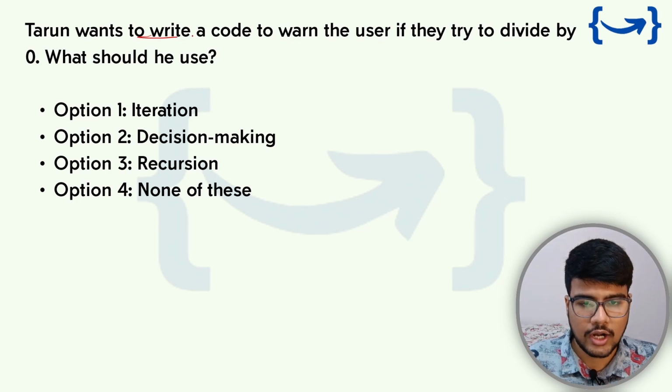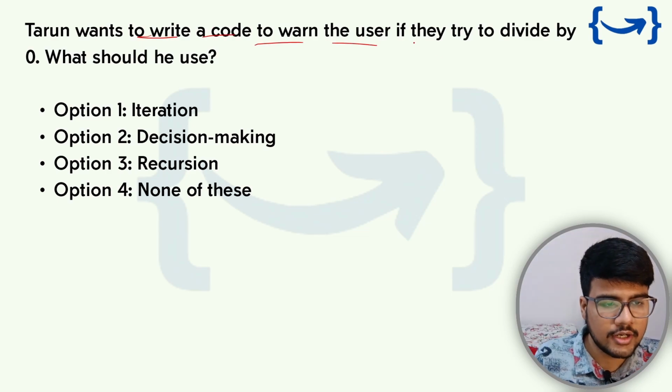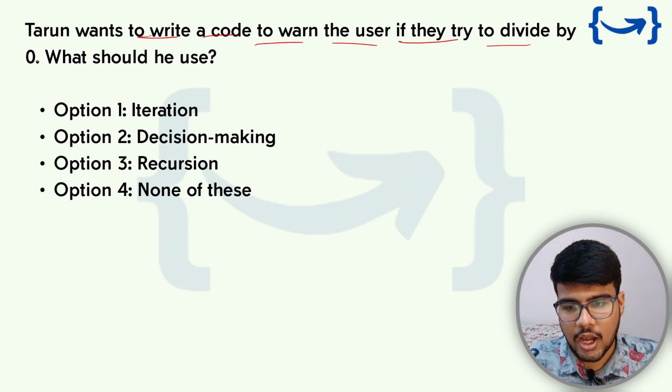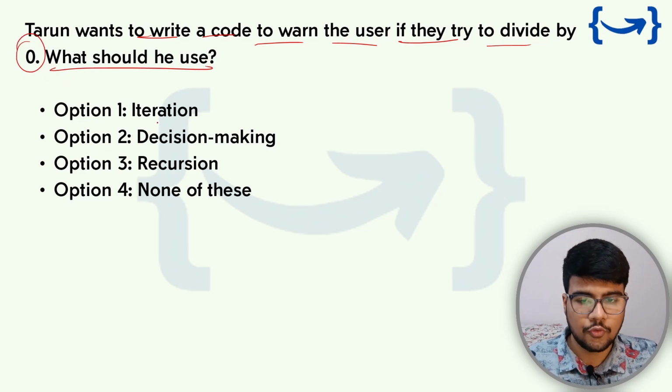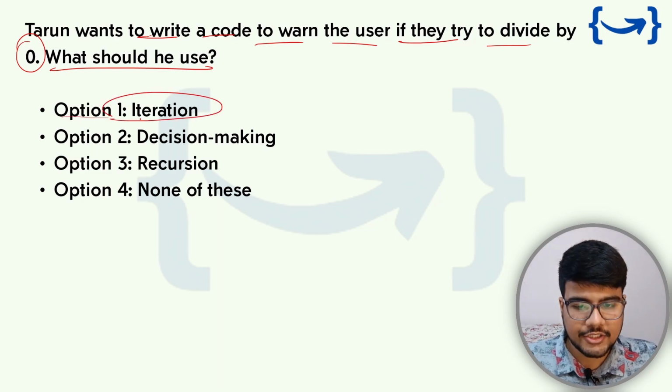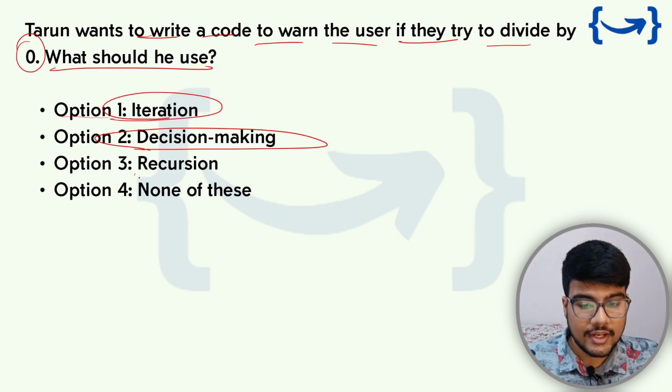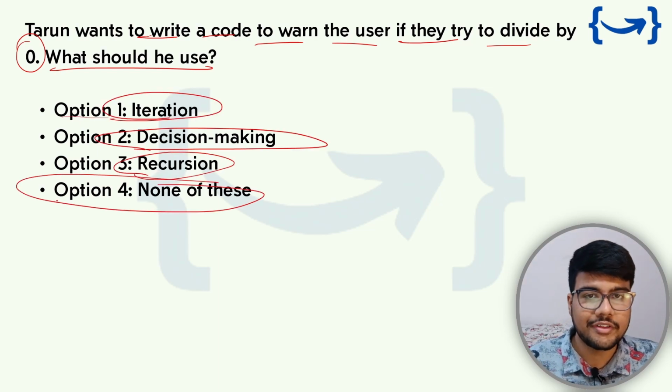So Tarun wants to write a code to warn the user if they try to divide by 0. Okay, so divide by 0, it's not the case that you need to do in your numerics thing. So what should he use? So iteration, no. Decision making, no. Recursion, no. None of these, no. So what is the right option?